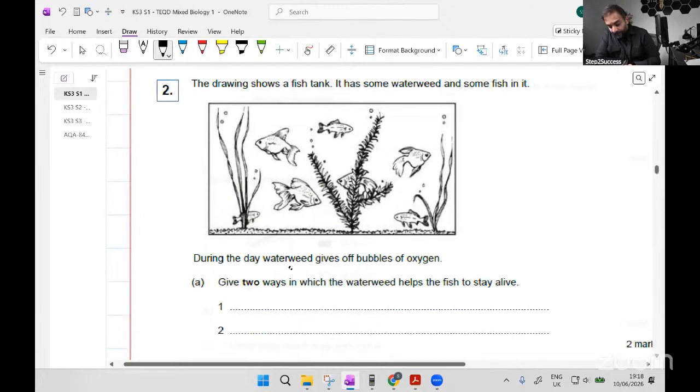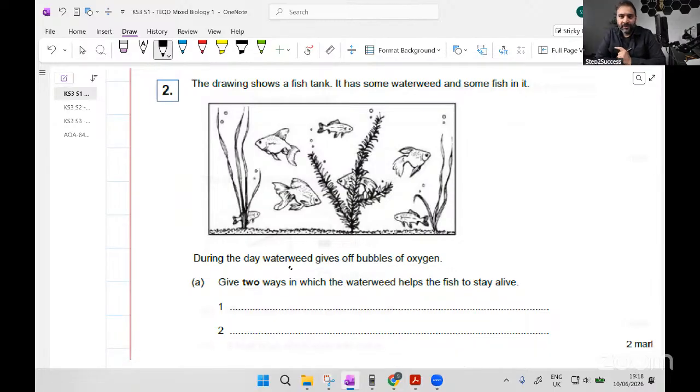During the day, waterweed give off bubbles of oxygen. So the reason why, if you ever look at a fish tank, there needs to be some plants in the fish tank because, as you know, plants do something called photosynthesis, which releases oxygen. Now, without the plants, there wouldn't be enough oxygen in this tank for the fish. So, two ways in which the waterweed helps the fish to stay alive. One is it provides oxygen, and also, it will be some of their food, as in they will be able to literally eat some of it. So it will give them food as well.